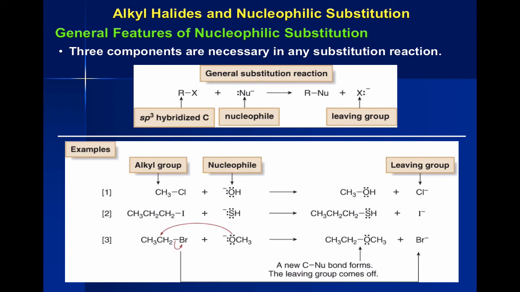So let's look at some examples. We have chloromethane reacting with hydroxide. Hydroxide is the nucleophile. In this particular case, the arrow would be a double-headed arrow going from the lone pair of electrons on hydroxide to the carbon of the methyl group, and would also have an arrow going from the bond between the carbon and the chlorine to the chloride.